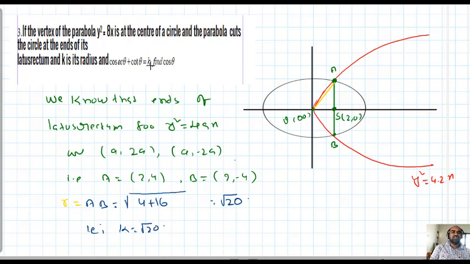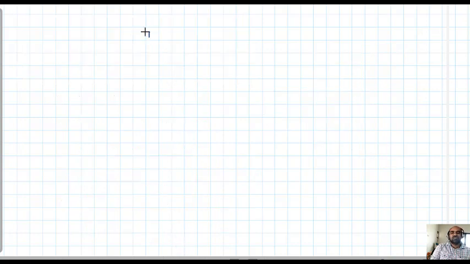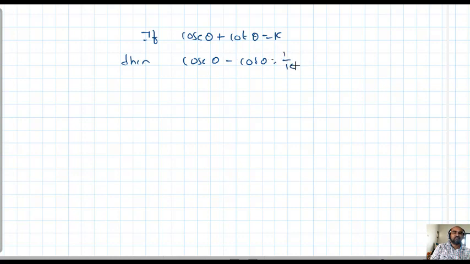So cosec theta plus cot theta is k, and we want to find cos theta. So I will use the next page for that. If cosec theta plus cot theta equal to k, from this you want to find cos theta, then cosec theta minus cot theta equal to 1 by k. So add these two relations.